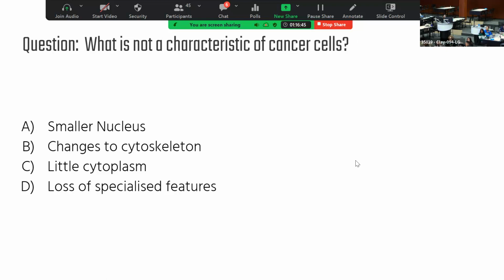What is not a characteristic of cancer cells? A? Yes, good. So you should know that we have a larger nucleus. And therefore, this makes these four quite important to know for the characteristics. So one, larger nucleus. B, there's changes to the cytoskeleton. C, because the nucleus is larger, there's less cytoplasm. And therefore, you also lose specialized features of the cell.